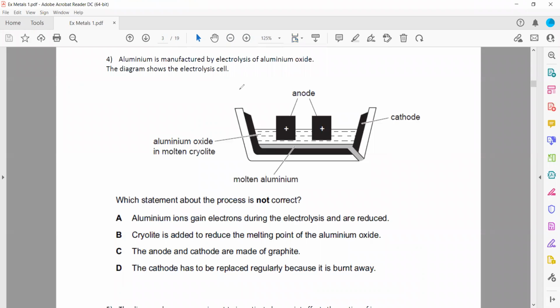The diagram shows an electrolytic cell or electrolysis cell. Aluminium oxide is in molten cryolite. Which statement about the process is not correct? You can also use the chat to state what you think is the right answer. Aluminium ions gain electrons during electrolysis and they are reduced. That is true because aluminium ions are there. They gain electrons and reduction is a gain of electrons, so they are reduced. So that is true.